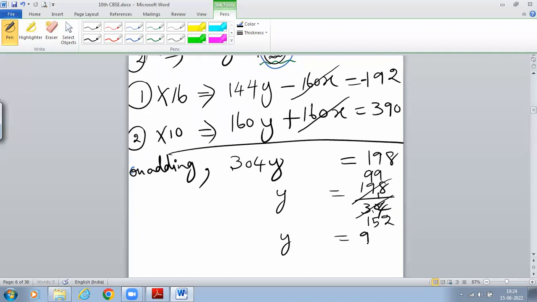Please check whether the answer is 99 by 152 for y in your textbook. If you have that answer at the back, is this the answer, ma? Yes, sir. Correct. So we got the answer for y, that is 99 by 152. Listen carefully: we have eliminated the x variable to find the value of y. After finding the value of y, we have to substitute it in any one of the equations to find the value of x. First complete up to this one. I'll wait for it.